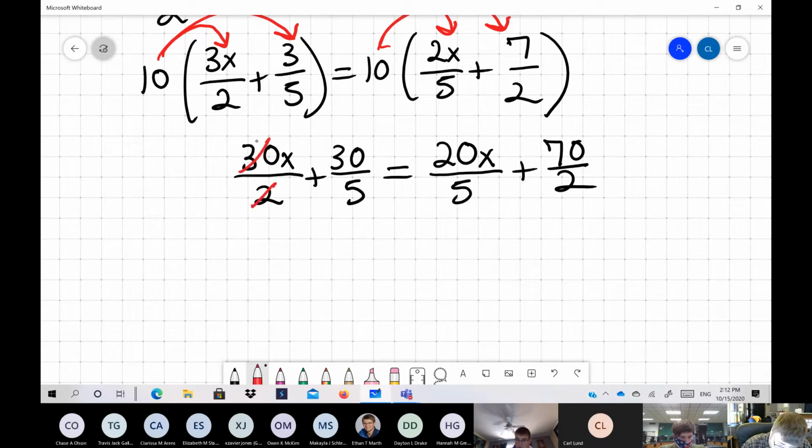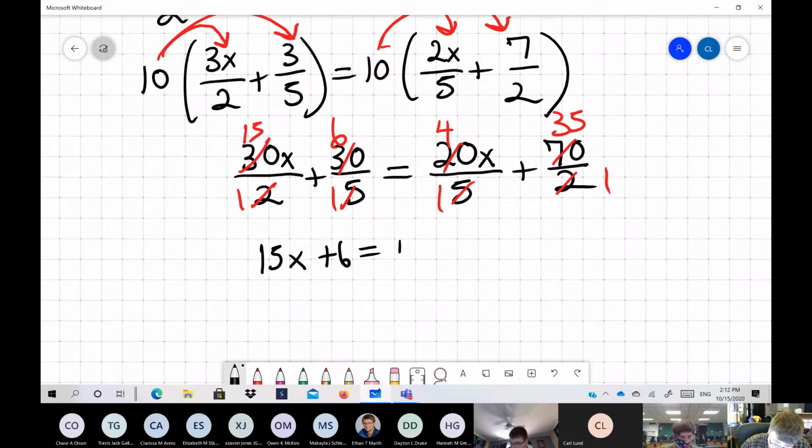2 goes into 30 15 times and into itself once. 5 goes into 30 6 times and into itself once. 5 goes into 20x 4 times and into itself once. 2 goes into 70 35 times and into itself once. So we end up with 15x plus 6 equals 4x plus 35. We've gotten rid of our fractions.